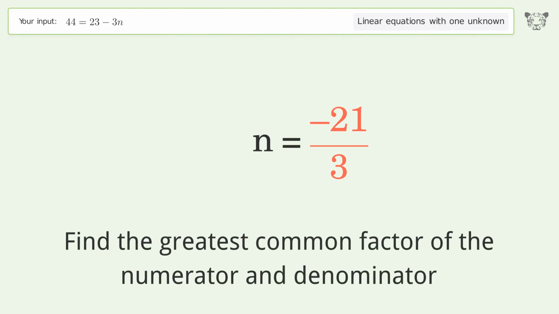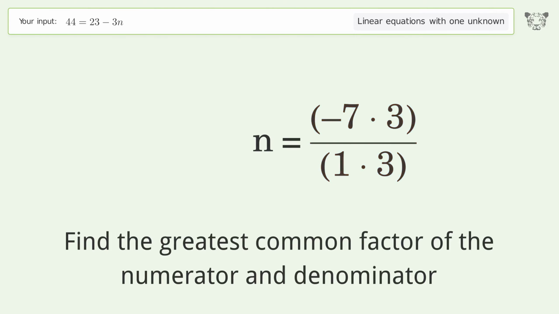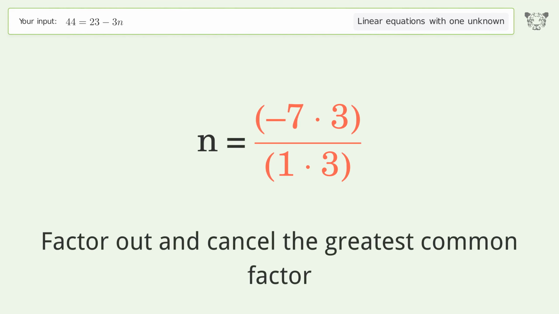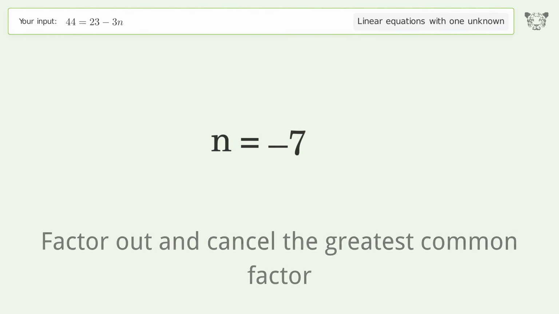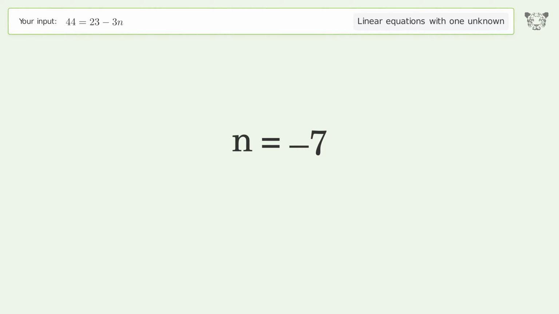Find the greatest common factor of the numerator and denominator. Factor out and cancel the greatest common factor. And so the final result is n equals -7.